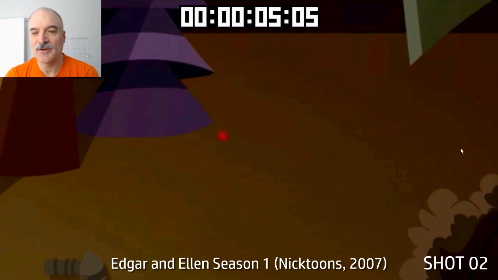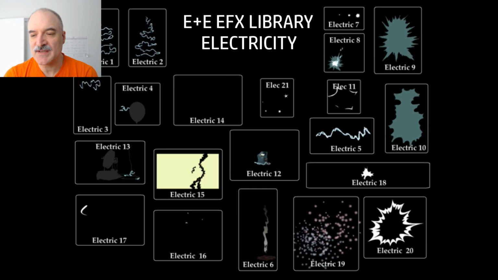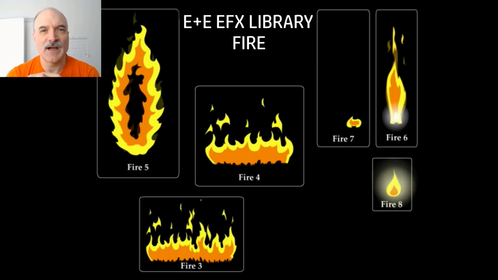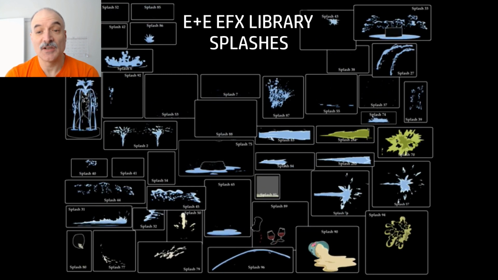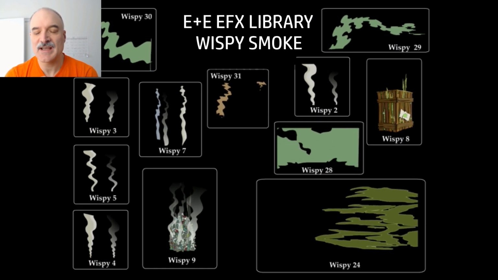So let's look at the libraries here right now. I did an electricity library. You can see them all here, and then we referred to them by number. Did a fire library. We didn't have a lot of fire in the show. Splashes, a lot of liquid splashes in the library. In the entire show was asking for a lot.